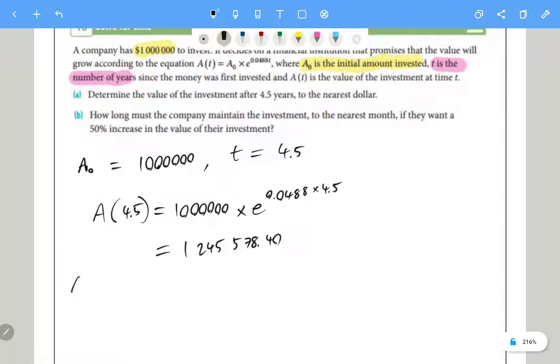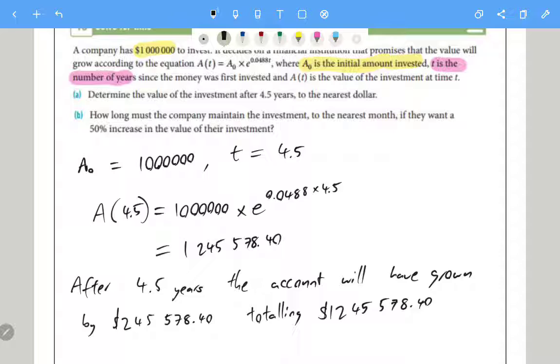So after 4.5 years, they'll have made $1,245,578.40, or approximately $245,000 more than they started with. Alrighty, so let's have a look at part B.